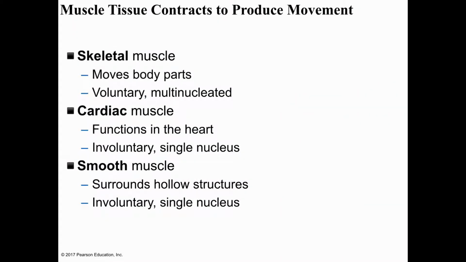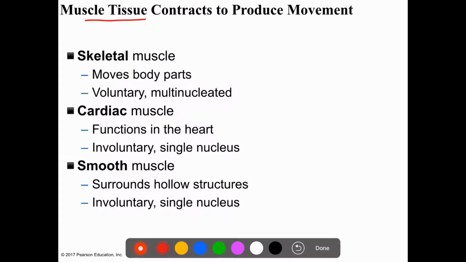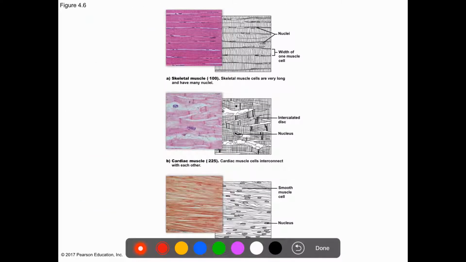Let's see now another type of tissue, which is the muscle tissue. For the muscle tissue, we have three different types of muscles. We have skeletal muscles, cardiac muscles, and smooth muscles. I will explain them on these images.